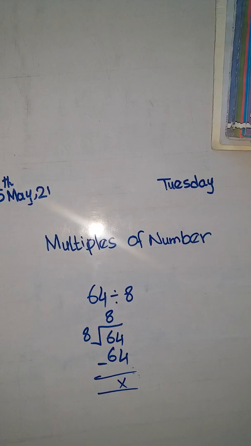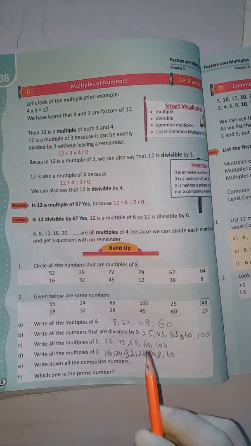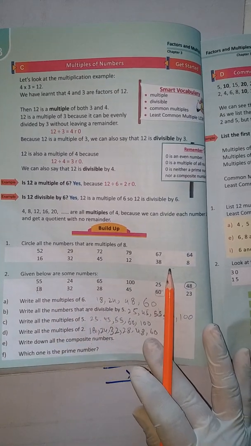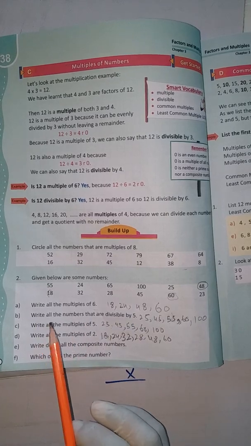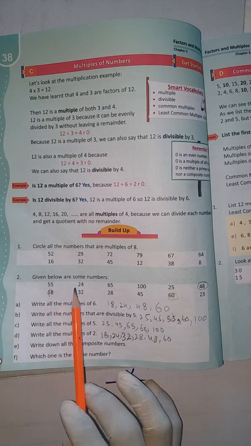Now open up question number 2. Given below are some numbers. Here some numbers are given. Grade 5, you have to check. Now A part, write all the multiples of 6. So these are the numbers given.